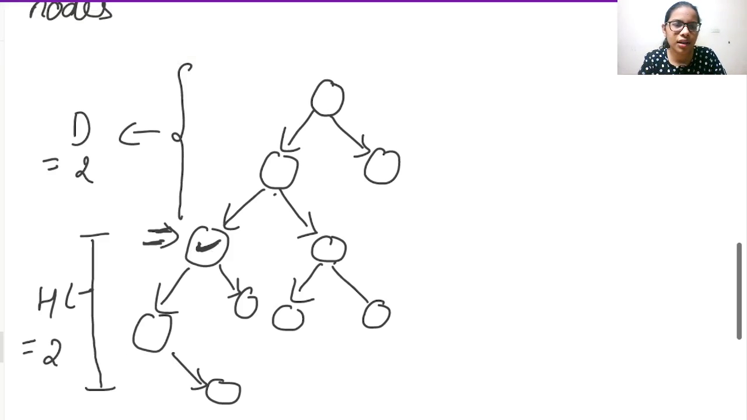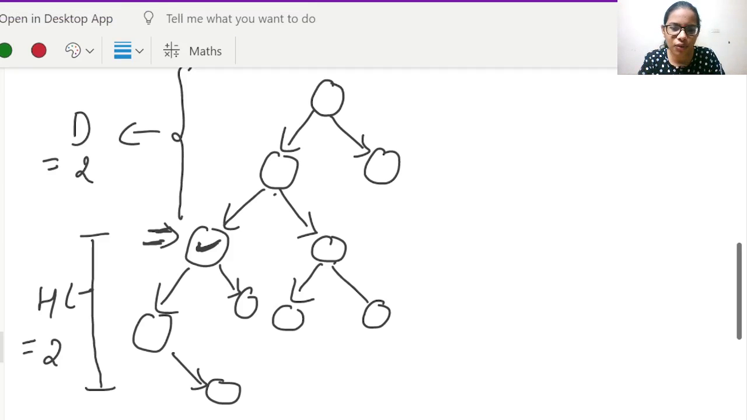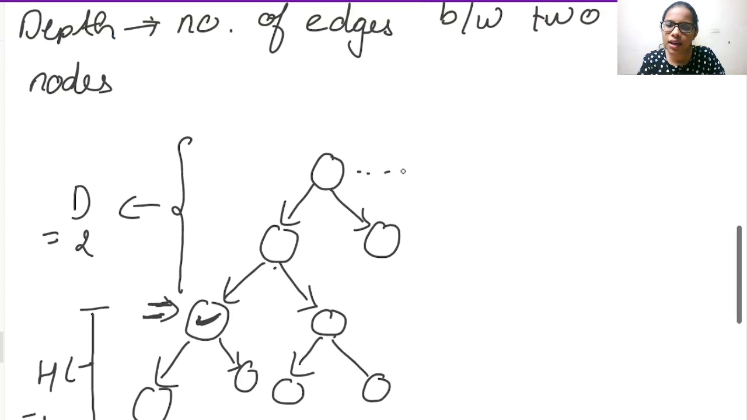If we did not have any node over here, then height would be equal to 1. So this was about depth and height. Over here depth of this node is 0, this node is 1, then here we have 1, then 1 and 2, 2 over here. So we have depth and height of nodes this way.